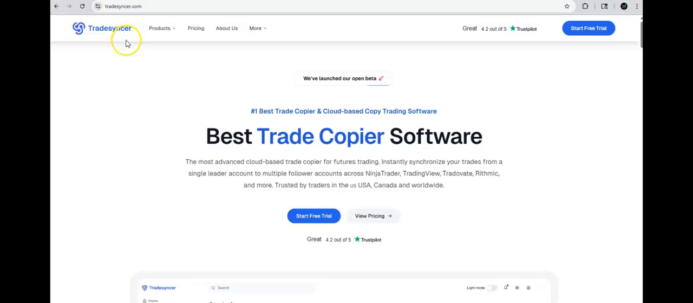Okay, another trade copier, TradeSyncer.com. This has a bit more expansive capability, trading on multiple platforms. For instance, it's the most advanced cloud-based trade copier for futures trading. Instantly synchronize your trades from a single leader, or what I call master account, to multiple follower accounts: NinjaTrader, TradingView, Trade-Evade, Rhythmic, and more.